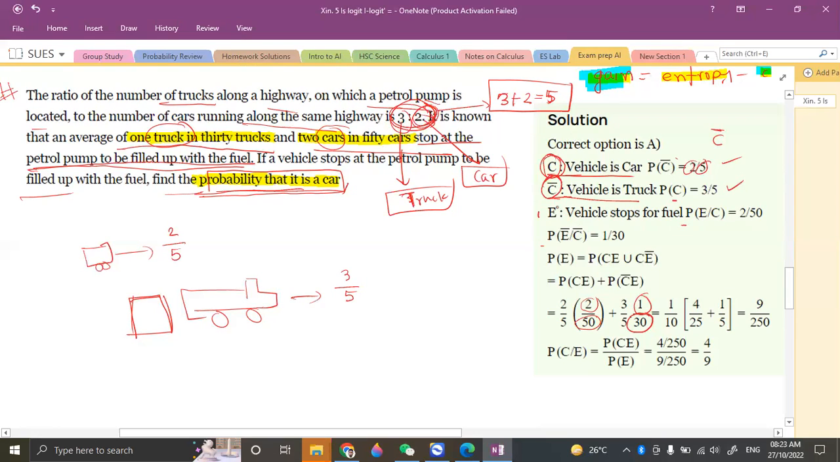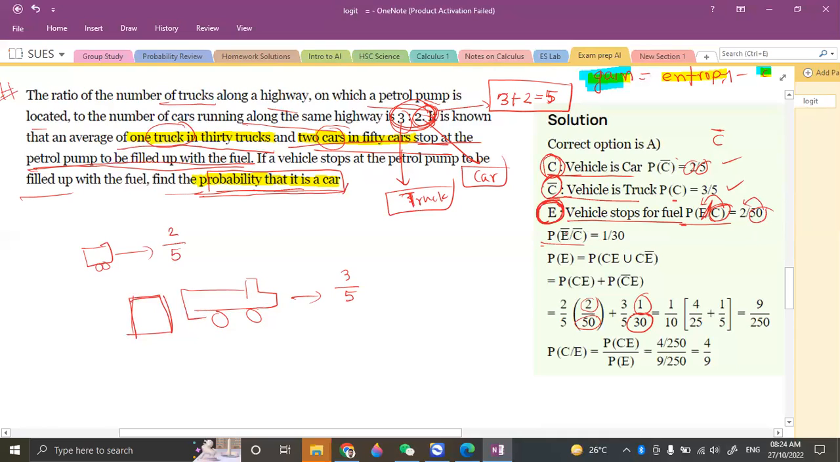Now let's say we need another condition, like some of them stop for fuel. So this is E. E means they need fuel, okay? And probability of E given C, where this bar means condition. C is for car. So it is the probability that a car needs fuel, okay? We have 2 cars in 50 cars that stop for fuel. That means 2 out of 50, okay?